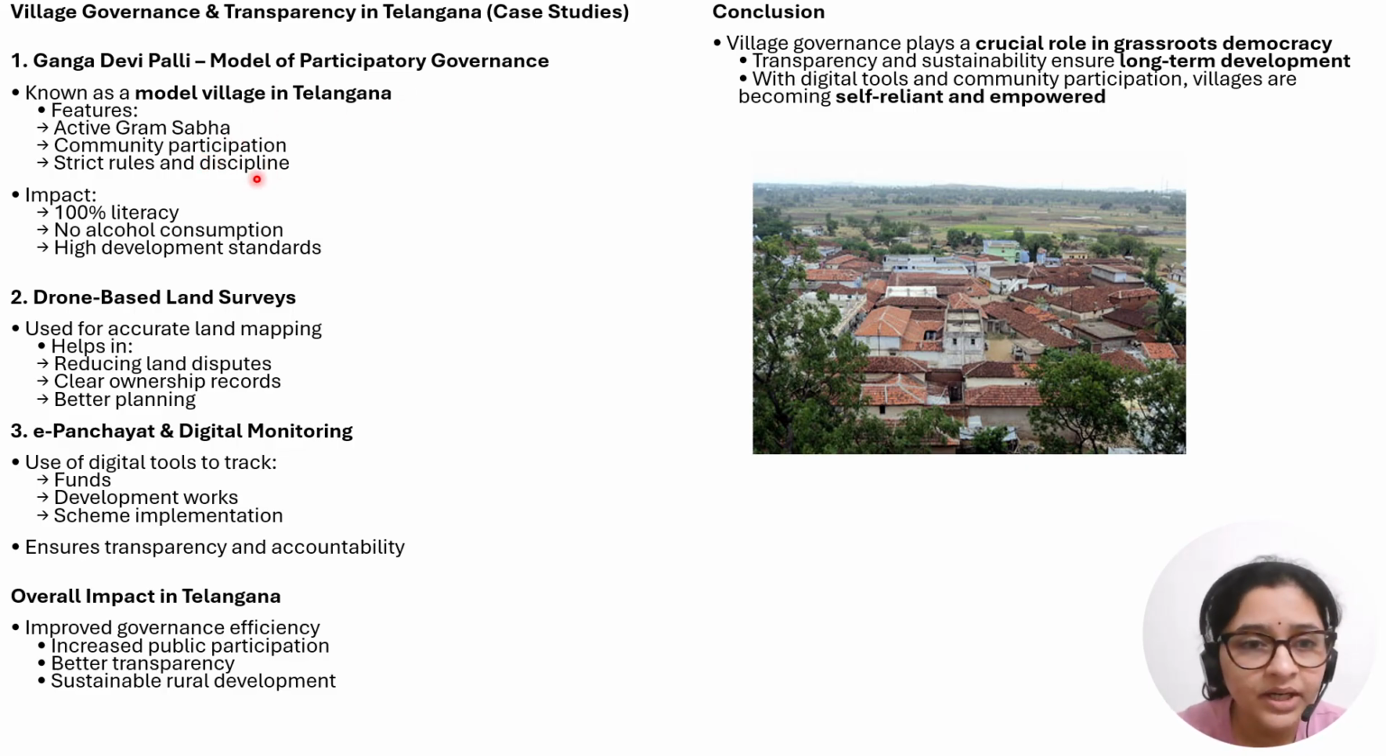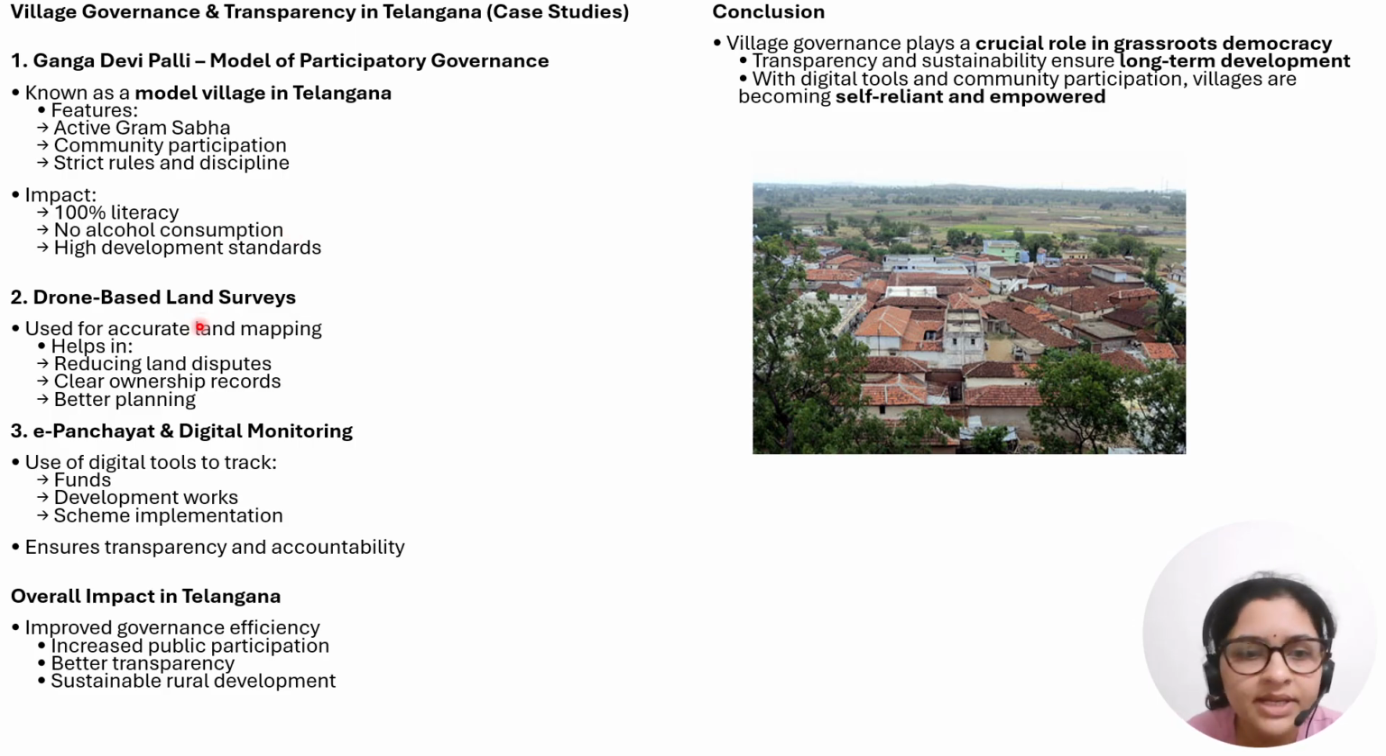It has an active Gram Sabha. There is community participation. Then there are strict rules and regulations, and every villager will abide by those rules. And there is 100% literacy. There is absolutely no alcohol consumption. And then there are high developmental standards. Okay, this village is perfect in all ways.